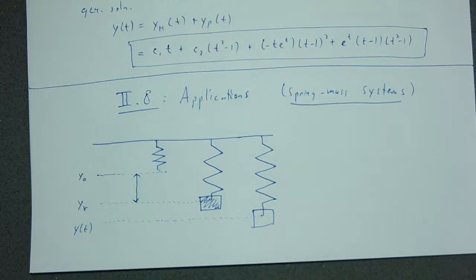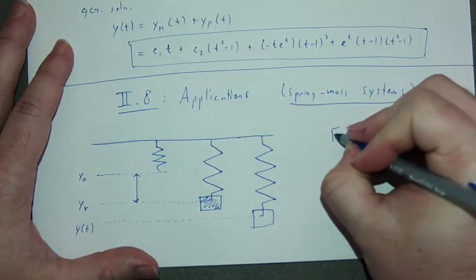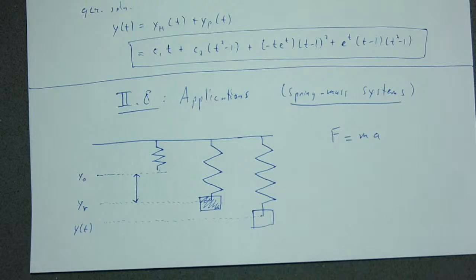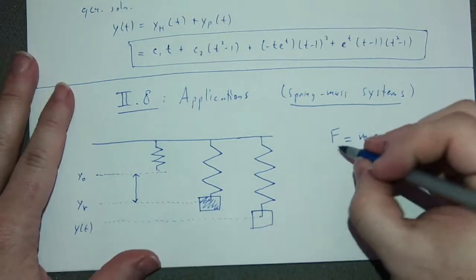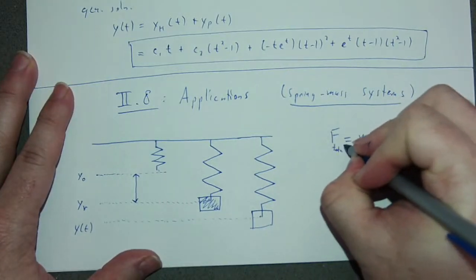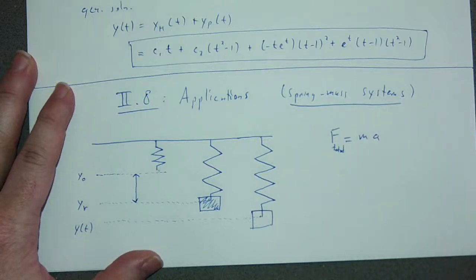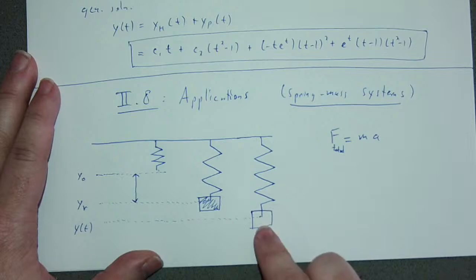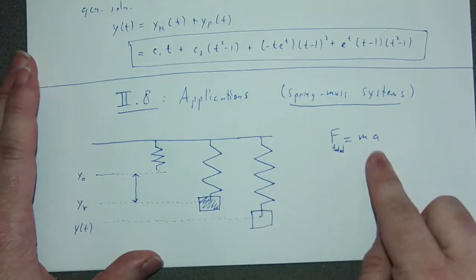So I use a few things here. The first thing I'm going to say is that basically I want to use Newton: F equals ma, where F is, we'll call this, the total forces acting on this system, m is going to be the mass of the weight that I attach to this thing, and a is the acceleration, of course.